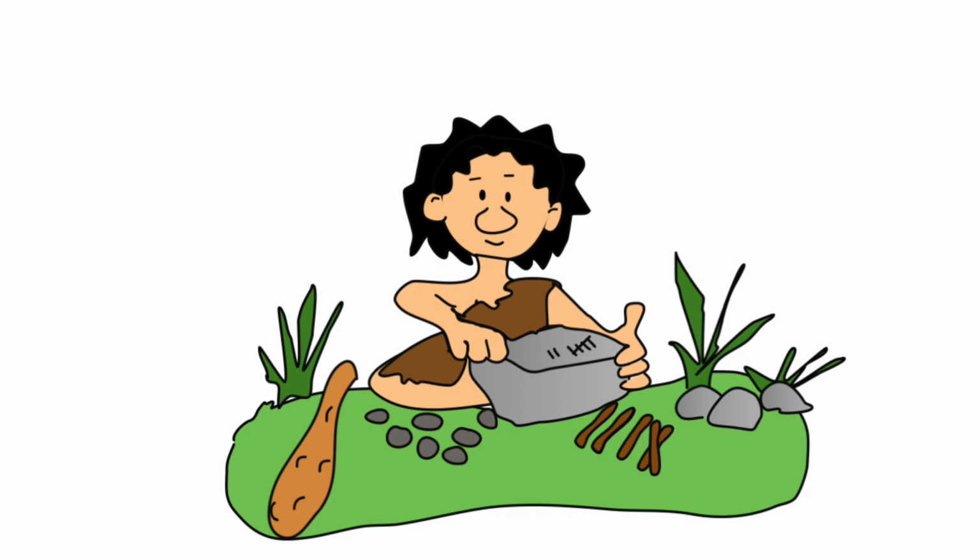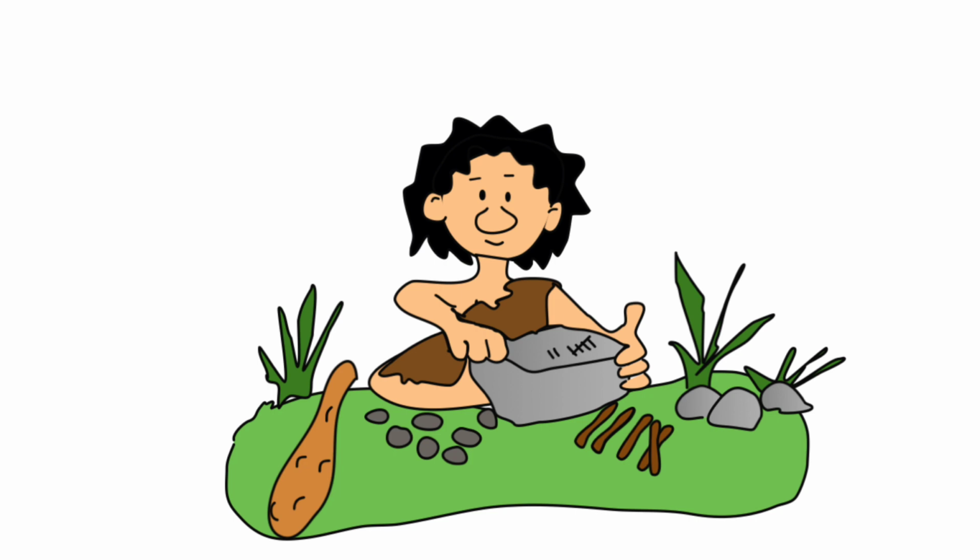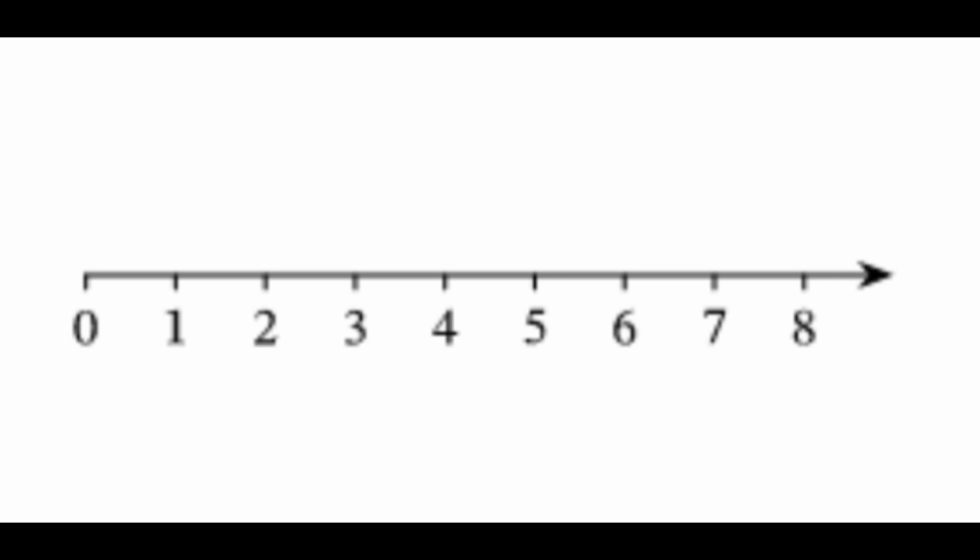Values are represented using numbers or symbols representing numbers. Early counting was done using fingers, sticks, and stones. Written counting was done using tally marks. Numerical values can also be depicted on a number line.